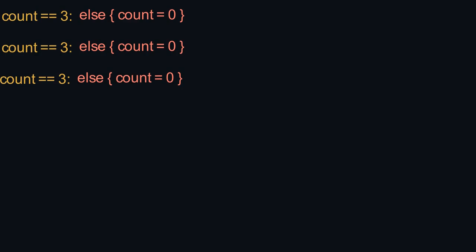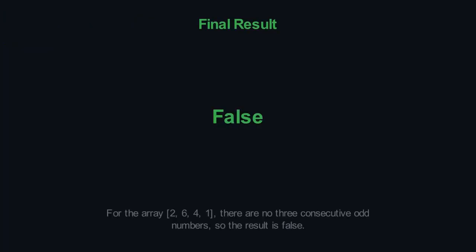Consider another example, 1, 3, 5, 2. 1 is odd, count becomes 1. 3 is odd, count becomes 2. 5 is odd, count becomes 3. At this point, we immediately return true, without needing to check any further elements in the array. For our example array of 2, 6, 4, 1, the final output is false. This is correct because, as we traced, there were no 3 consecutive odd numbers present within the sequence.